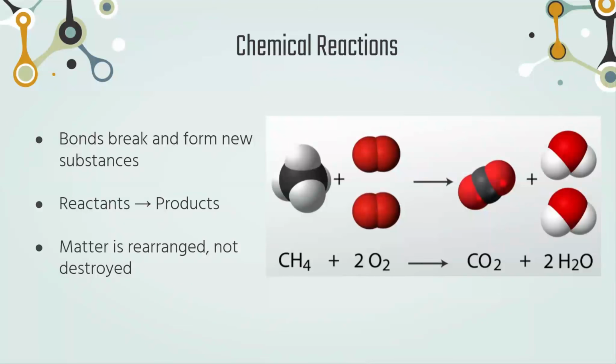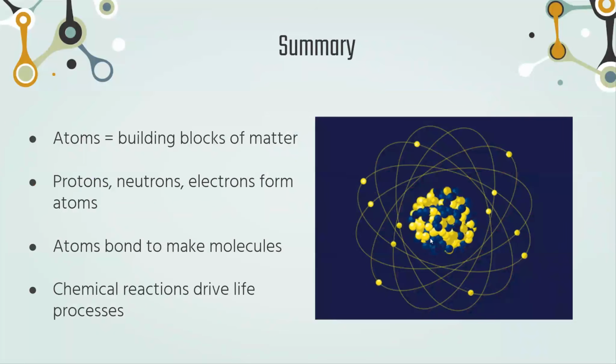It just gets rearranged. So this carbon, you can see the black, is now attached to the red on the product side, and some of the red is attached to the white, which is the hydrogen, and the oxygen on the product side. So nothing is lost. It's just rearranged in a chemical reaction.